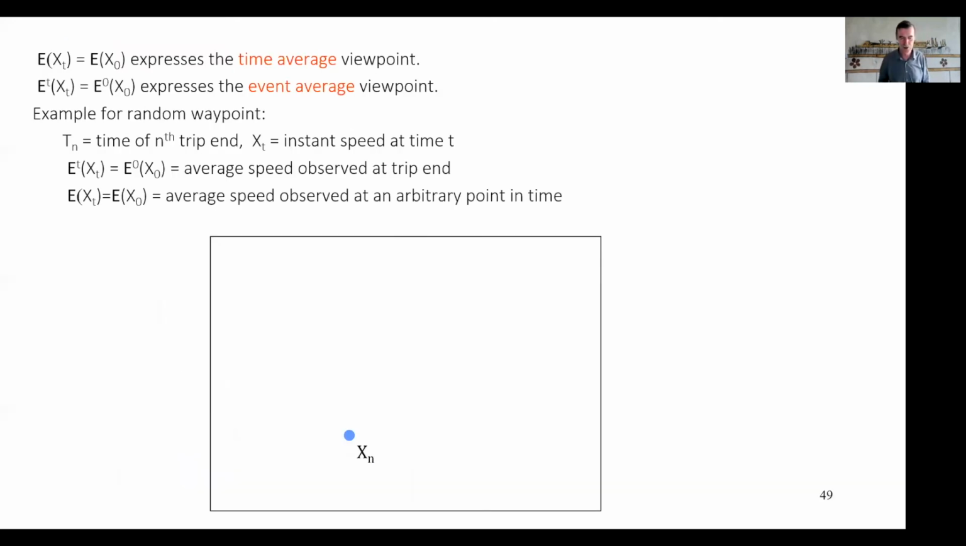So let's illustrate this for the random waypoint. The random waypoint is shown here.